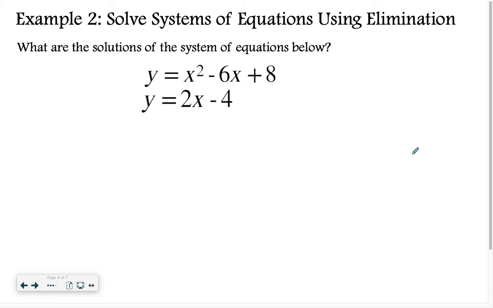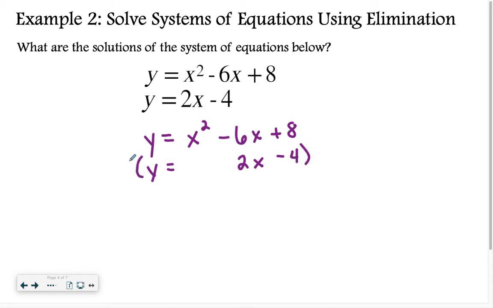All right, example 2, solve systems of equations using elimination. So elimination is where we would add or subtract equations together. I'm going to start by just rewriting. We have y equals x squared minus 6x plus 8. And then I'm going to rewrite the second one. y equals, I'm going to put that 2x under the other x term, so they're stacked on top of each other, and that minus 4 under the 8, so they're again stacked on top of each other.